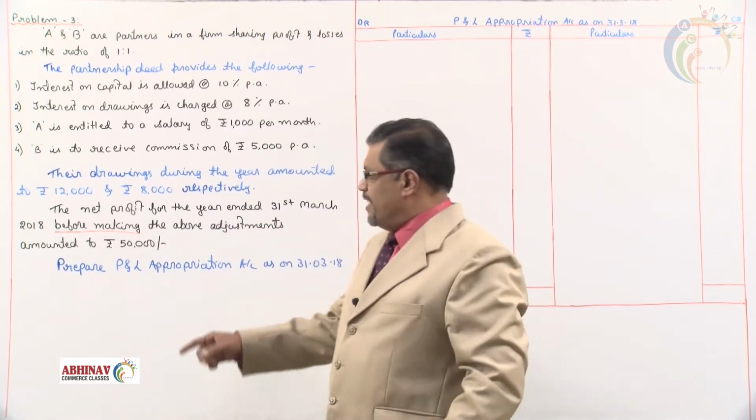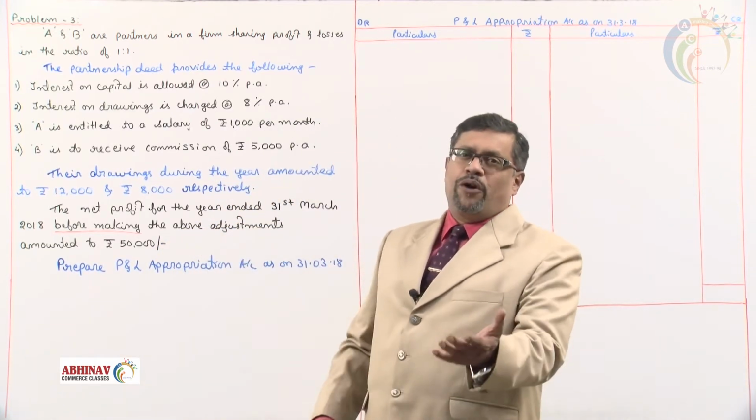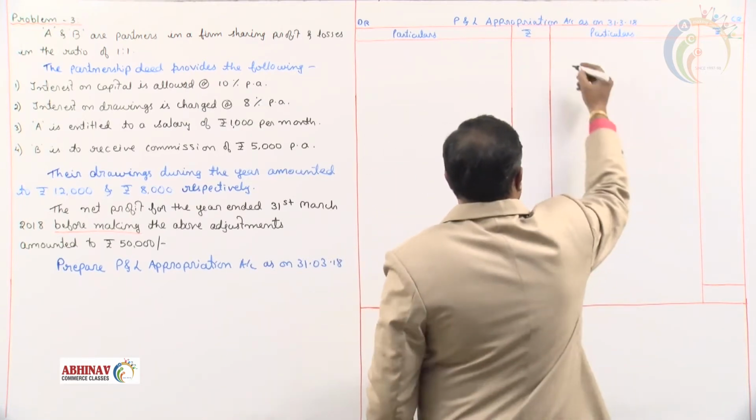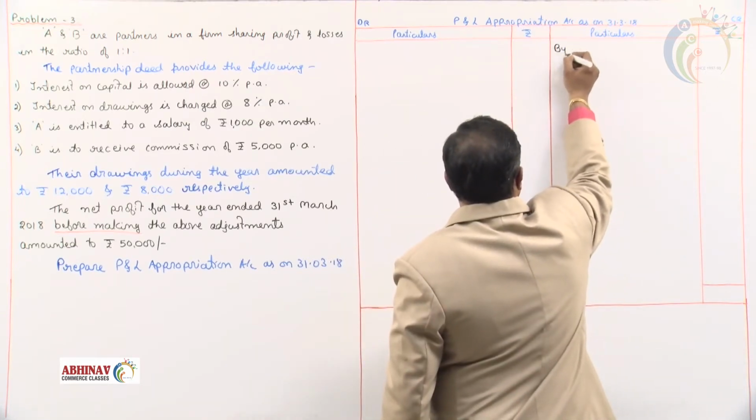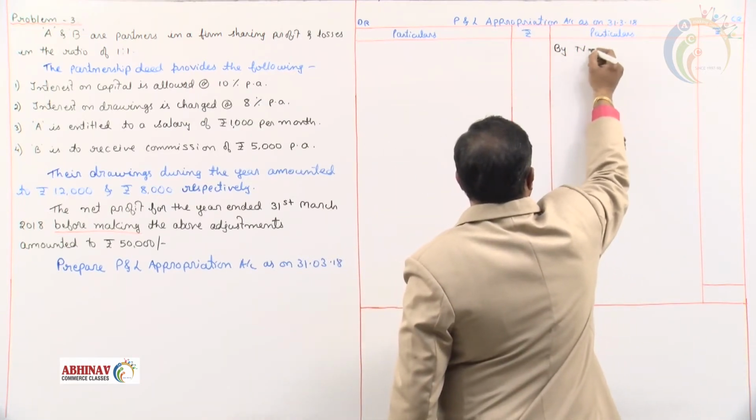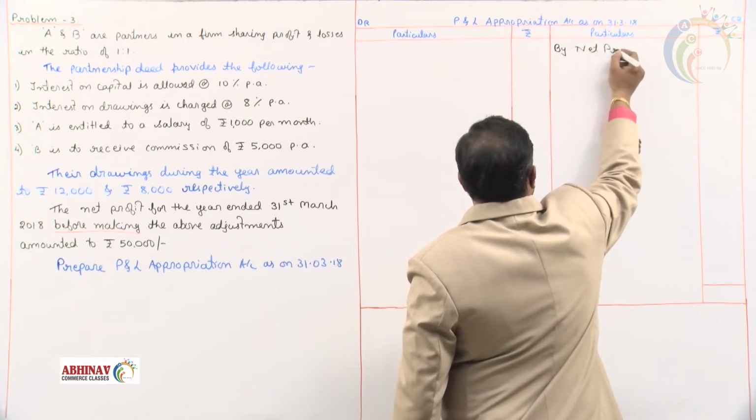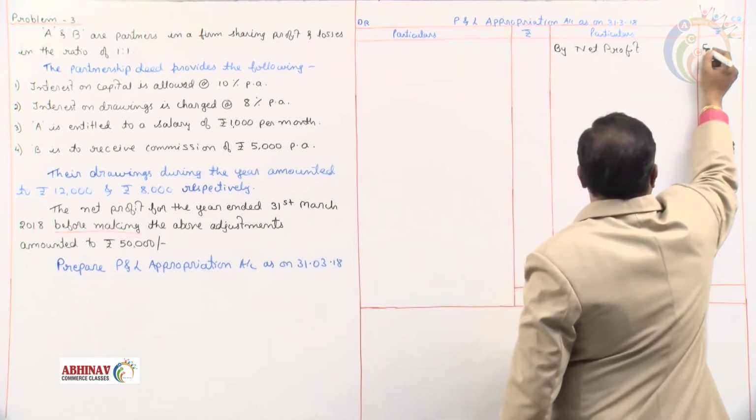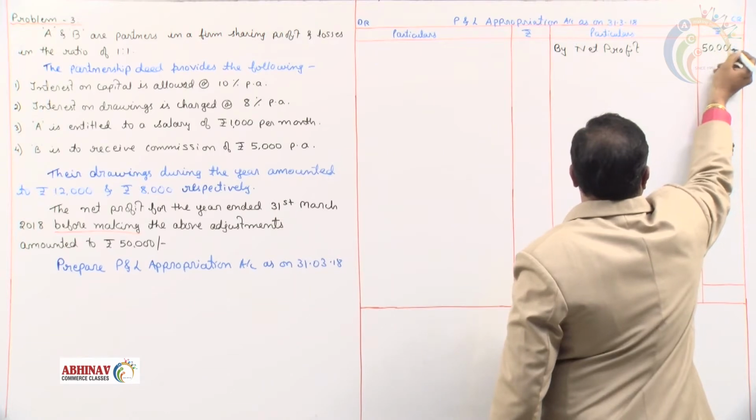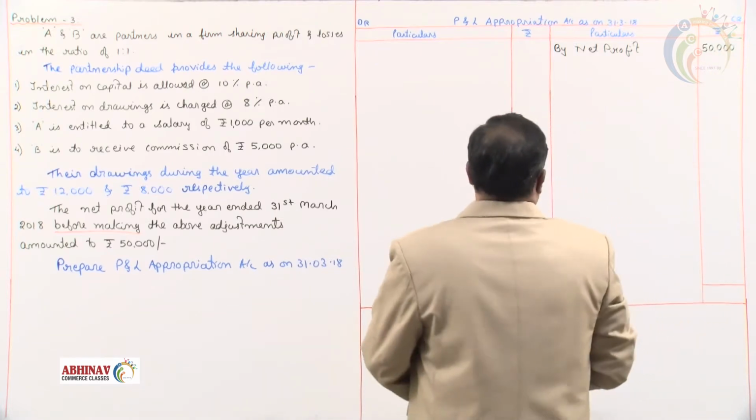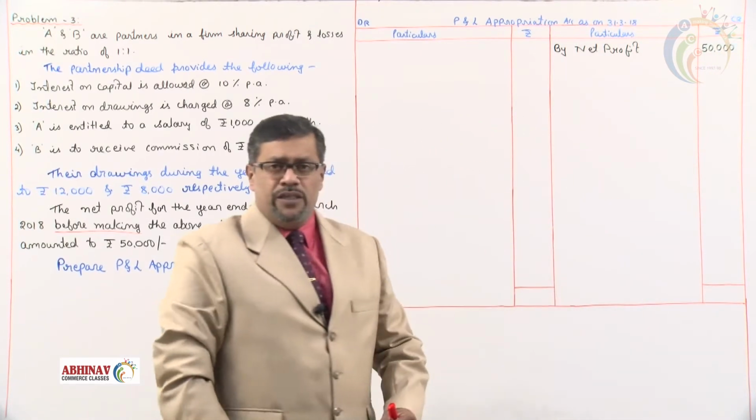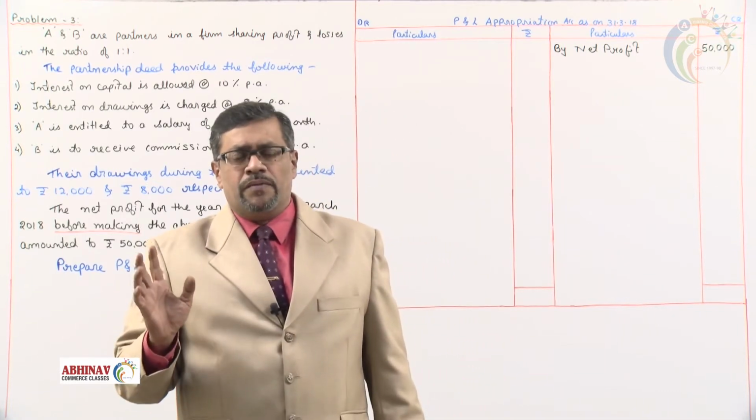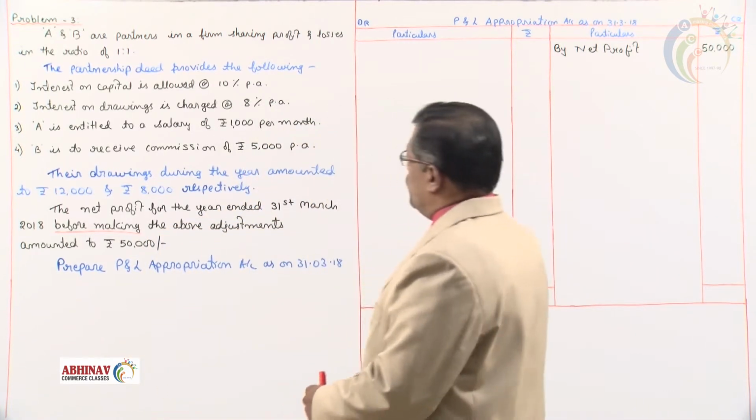So first, let us record the net profit. Net profit is an income. We'll first show it on the credit side. By net profit 50,000. We can show it as by net profit 50,000 or by balance brought down. Let us see the transactions now.